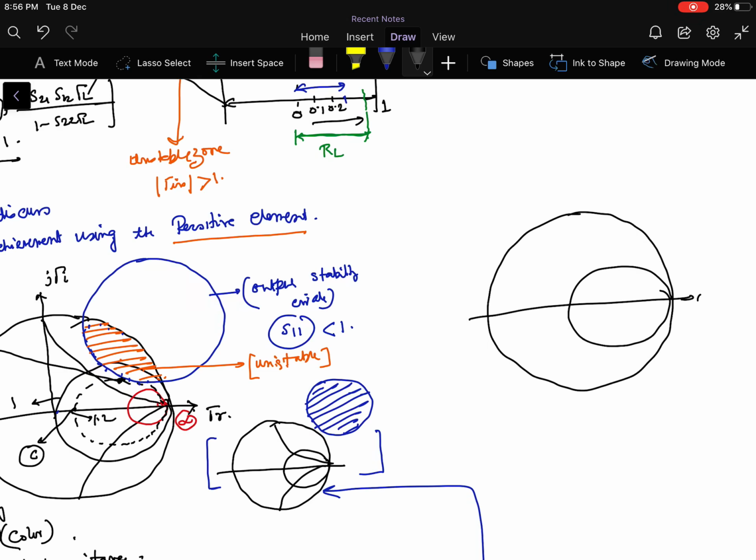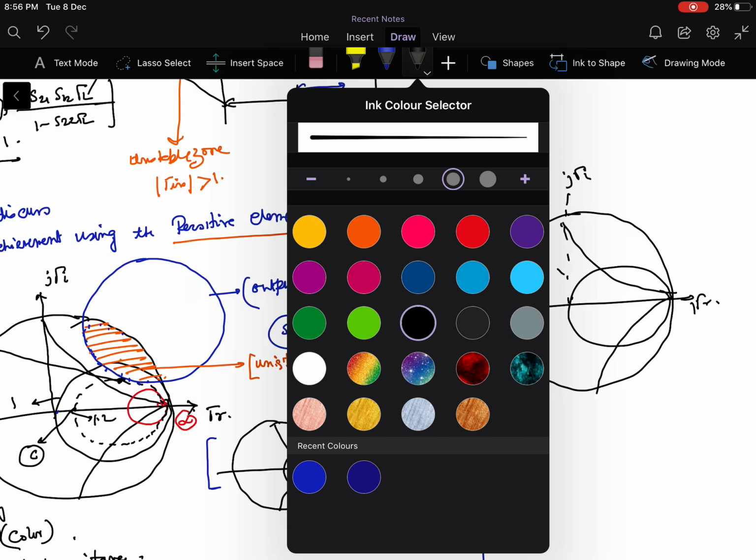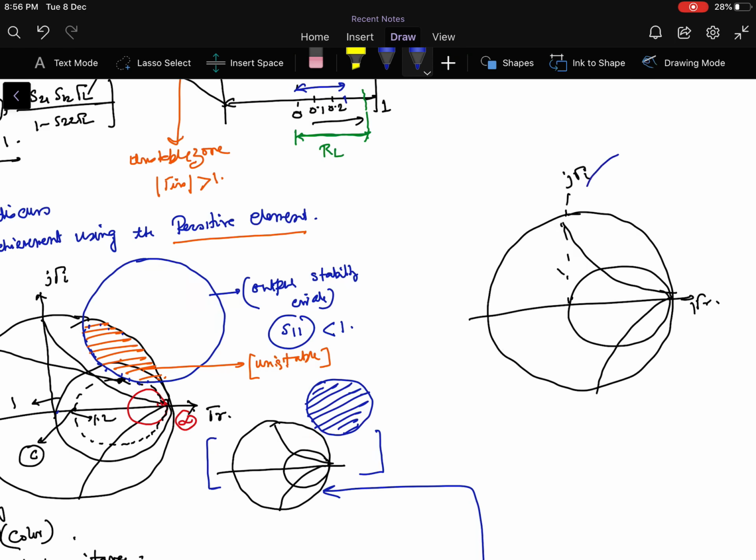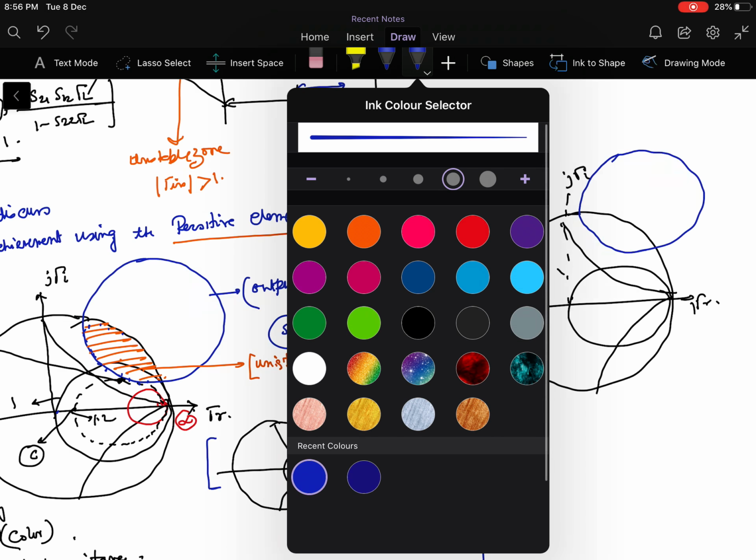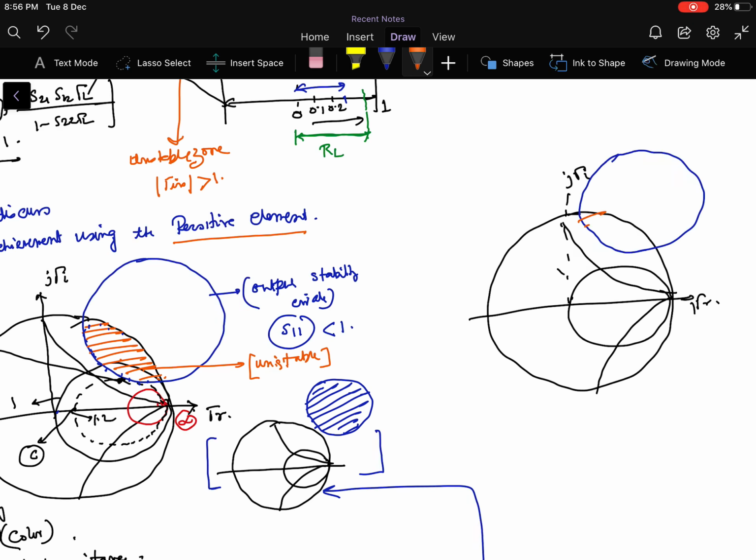So again, the same way I'll draw. This is my tau r, this is my j tau I. Again I will draw the output stability circle. The output stability circle was coming here. The same example I am taking.